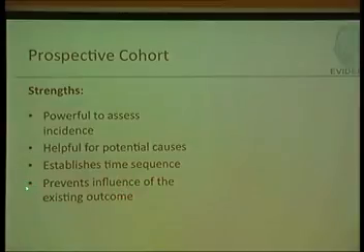And also prevents the influence of existing outcome. This is very important because you don't start with someone with the disease, you start with someone without the disease. Okay? And you see whether they develop the disease as well. Because sometimes it's confusing, especially in cross-sectional study. You don't know what's the exact relationship between the risk factor and the outcome itself.